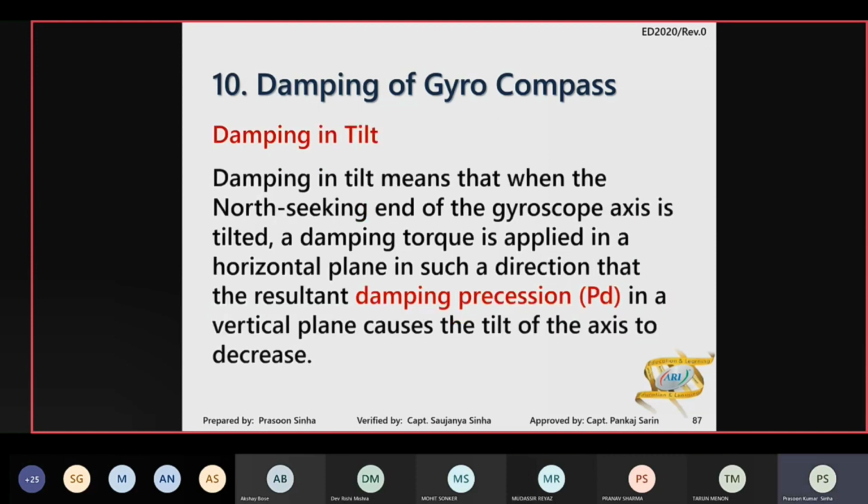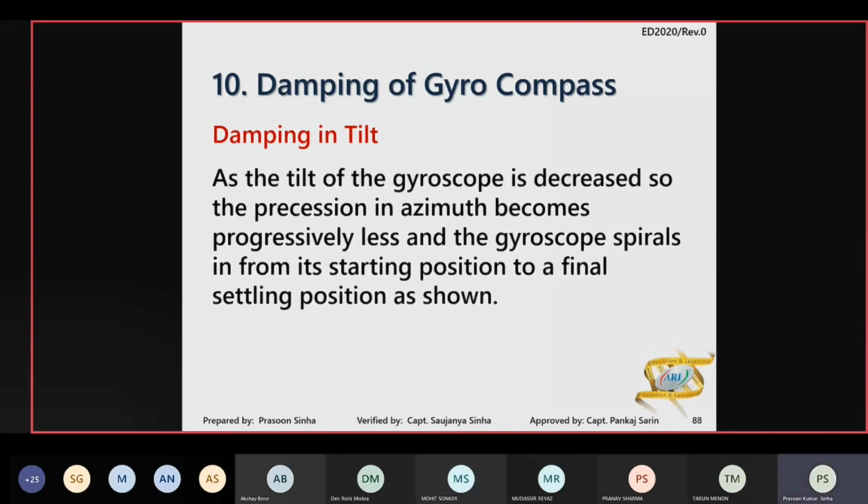Next, what is damping in tilt? Any questions here? No, sir. Good. How do we do it?